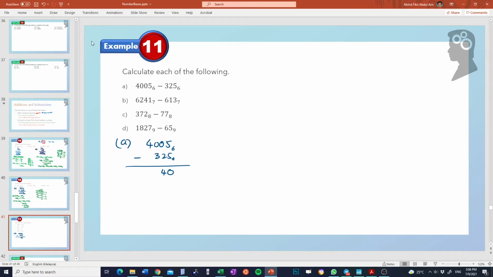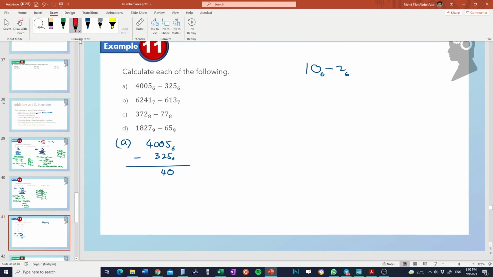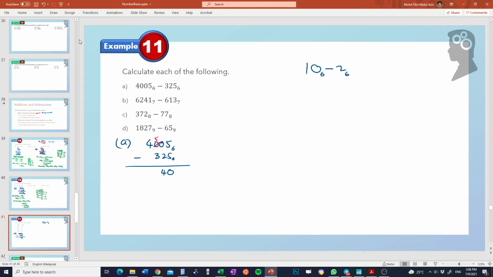Lepas tu 8 base 10 tukar jadi base 6. Dah. Ini sekarang base 6 tau. Okay. Macam ni, kosong minus 2. Ini semua pun base 6. So, dia dapat pinjam 1 kosong. Dia pinjam 1 daripada kosong belah sini. So, this is now become 5 already. And this is now become 3. Sebab dia dah pinjam.